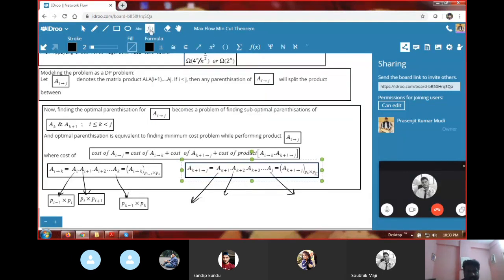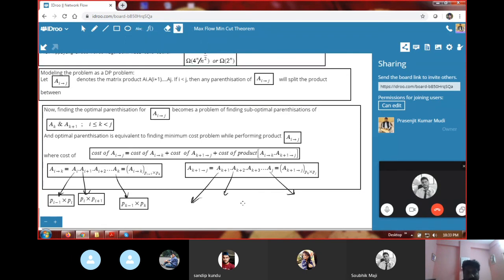So these are the dimensions available now, after producing product A i to k and product A k plus 1 to j. And now you are multiplying these two matrices. Their dimensions are P i minus 1 cross P k and P k cross P j. So after multiplying them, the number of scalar multiplications involved is P i minus 1 into P k into P j. So this cost of product is nothing but P i minus 1 into P k into P j.